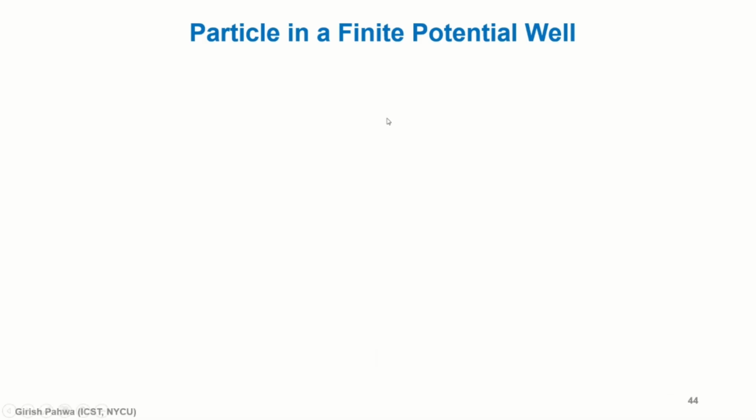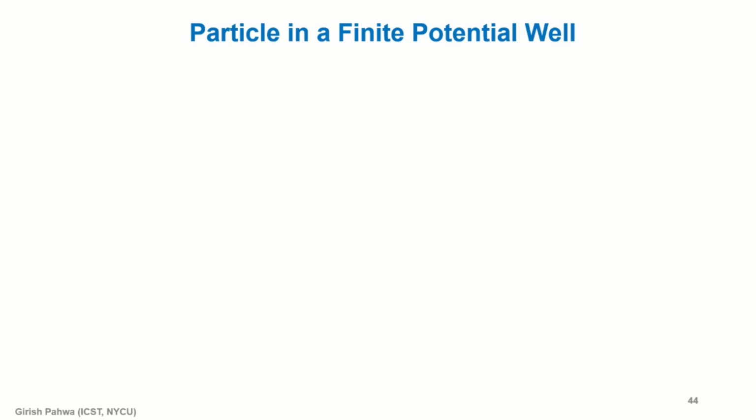Okay, so we already talked about the particle in an infinite potential well. Now let's talk about a particle in a finite potential well. What if those walls I showed you, the potential walls, are not at infinity, they are at some finite value? Why is this important? Because approximately we can represent the potential of an atom by a finite potential well.